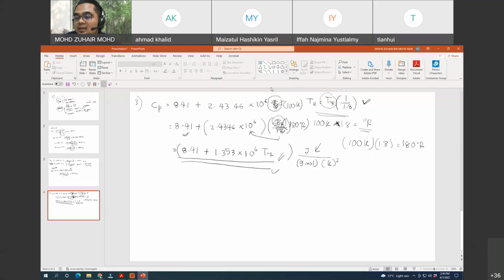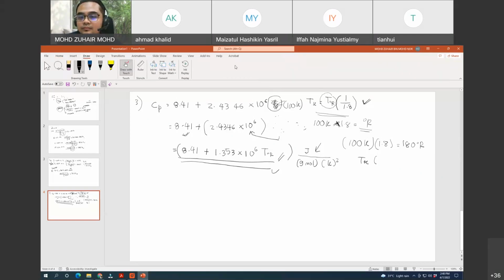If you do this, then the T K, the way to express it is T K, 1.8, right?